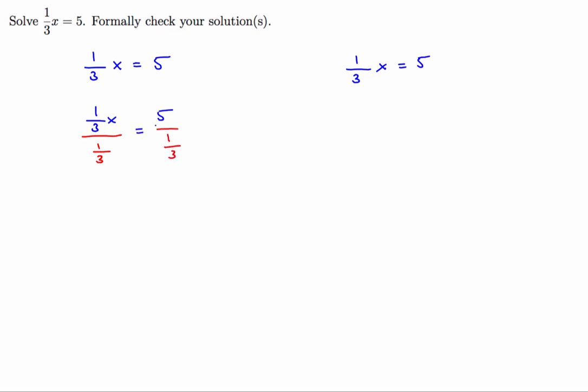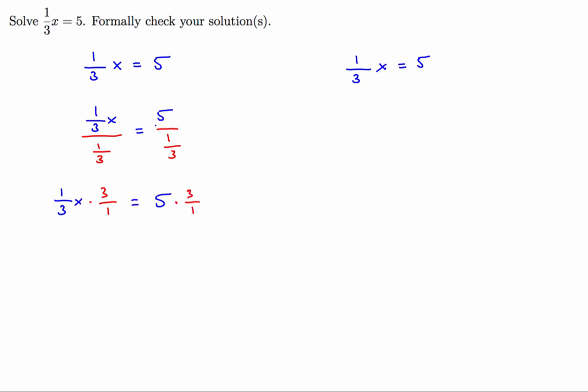In doing this, we have to remember how to divide fractions. Anytime we're dividing by a fraction like 1/3, we want to remember that that really means we're going to be multiplying by the reciprocal. So dividing by 1/3 means we're going to multiply by 3/1. So 1/3 x divided by a third really means 1/3 x times 3/1. And 5 divided by 1/3 really means 5 times 3/1.